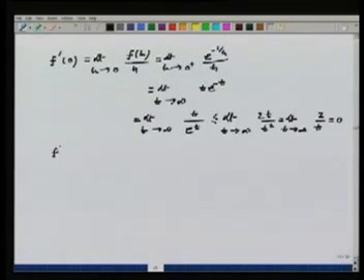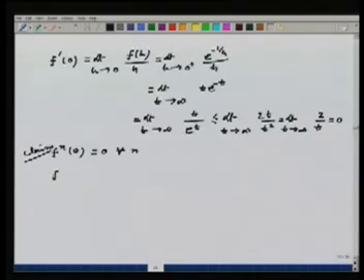So now I want to prove that f^(n)(0) is equal to 0 for all n. This is my claim. I will try to prove it by induction, and for that obviously I need the expressions of f^(n) if x is bigger than 0. So another claim is that f^(n)(x) is equal to e to the power minus 1 by x times a polynomial p_n at 1 by x, for x bigger than 0.